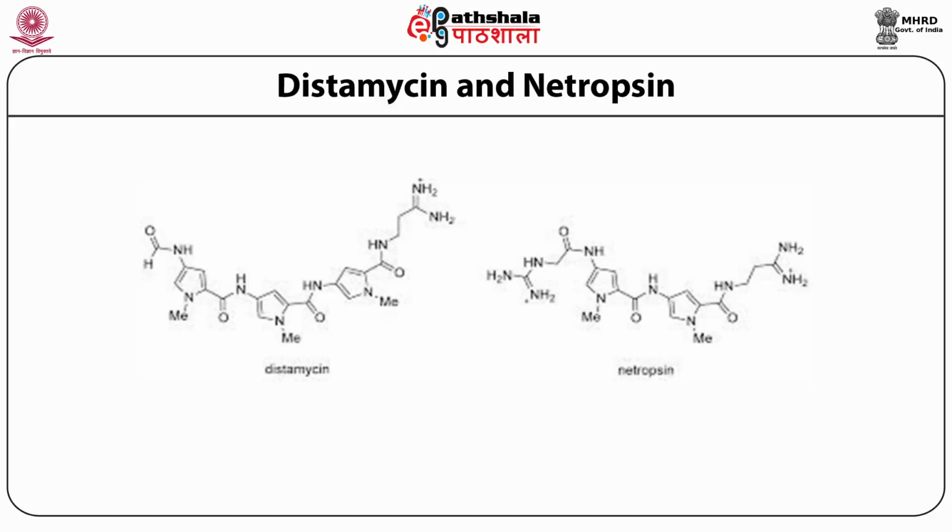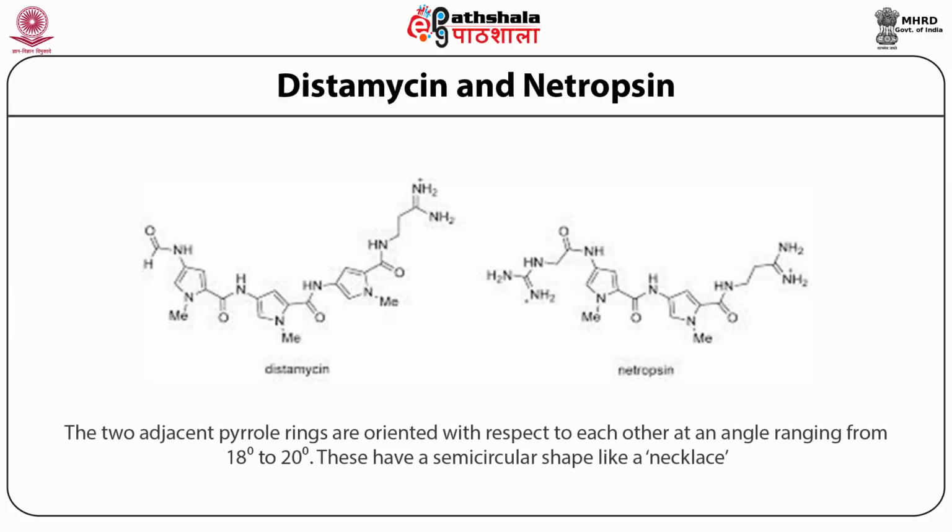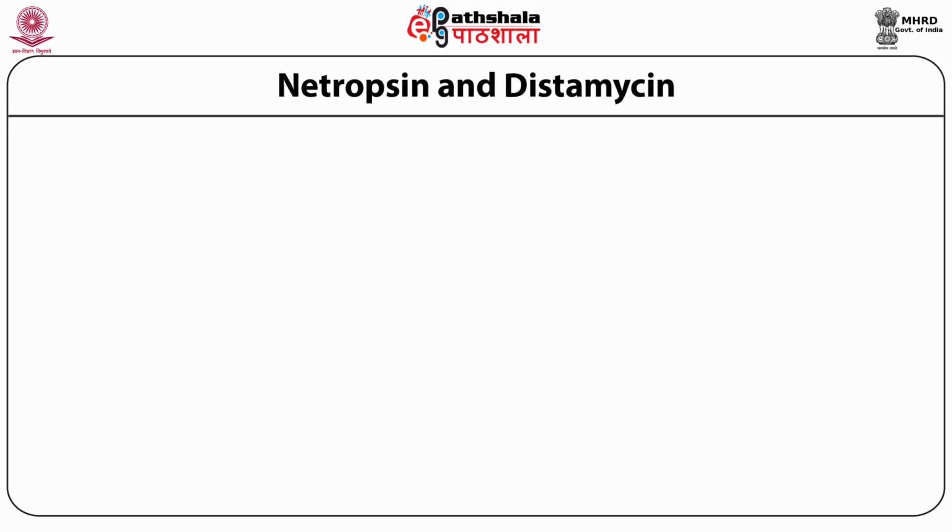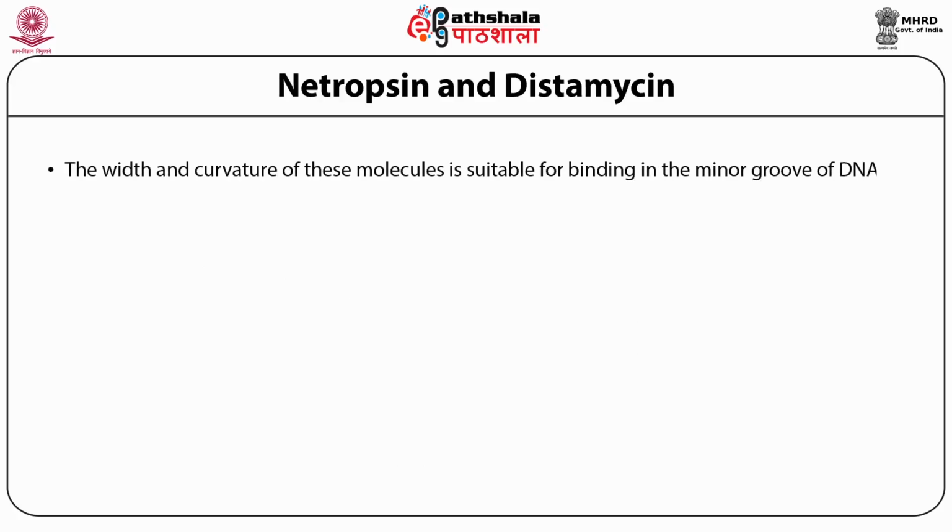The structure of Distamycin and Netropsin. The two adjacent pyrrole rings are oriented with respect to each other at an angle ranging from 18 degrees to 20 degrees. These have semicircular shape like a necklace. Netropsin and Distamycin. The width and curvature of these molecules is suitable for binding in minor groove of DNA.